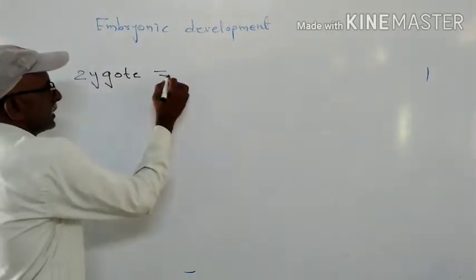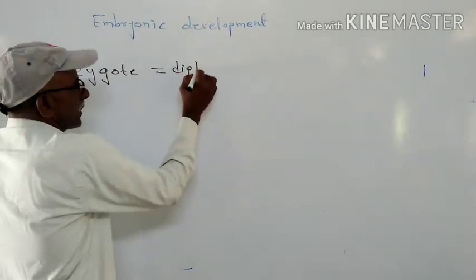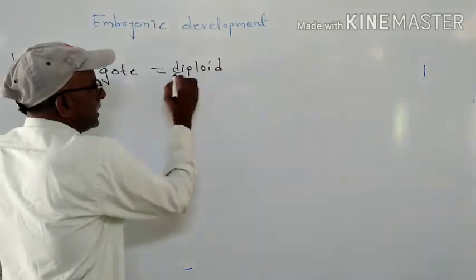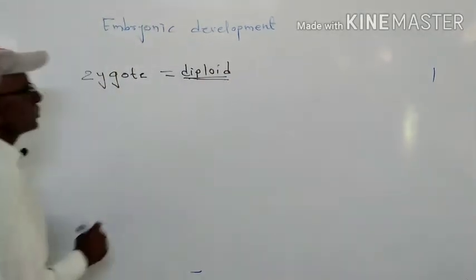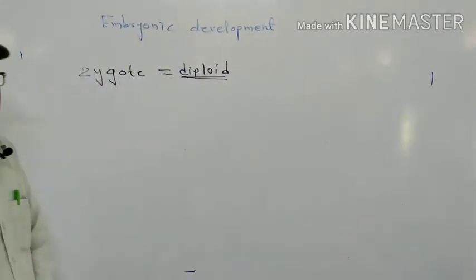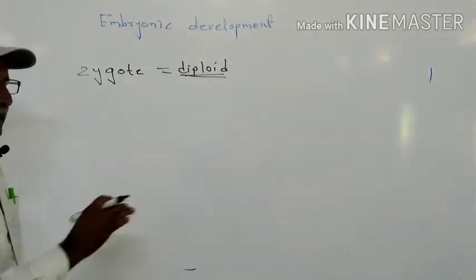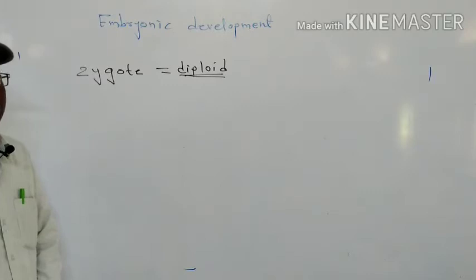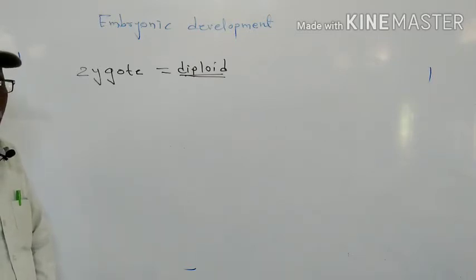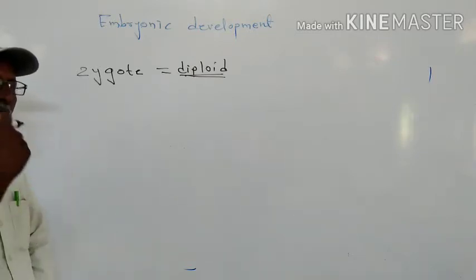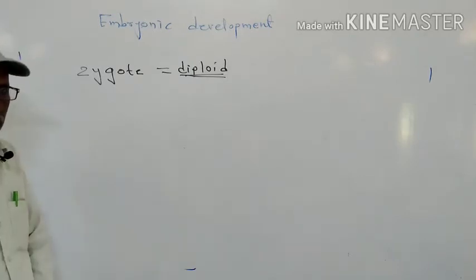This zygote is diploid. As soon as the zygote is formed, there is division and redivision, and a mass of cells is formed, and there is formation of germinal layers.